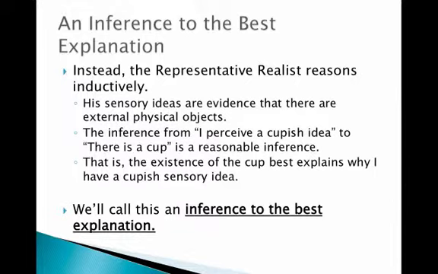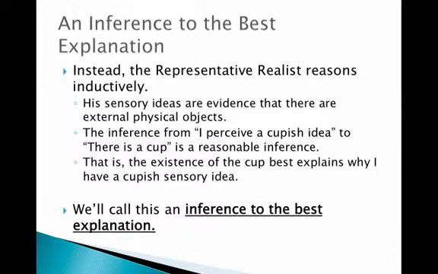So, how would they go about reasoning this way? Let me explain. The representative realist reasons inductively. His sensory ideas are evidence that there are external physical objects. The inference from I perceive a cuppish idea to there is a cup is reasonable. That is, the existence of a cup seems to be the best explanation for why I have this cup-shaped sensory idea.